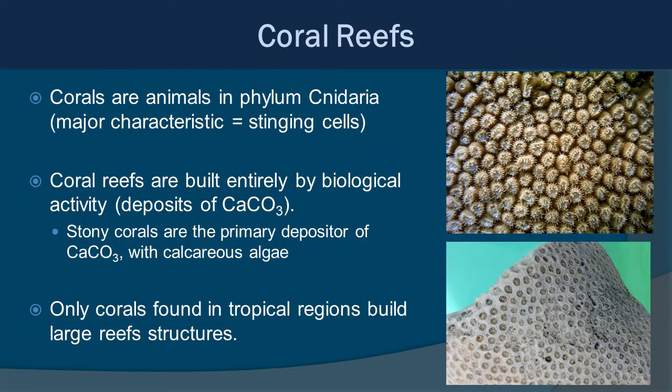Now, this may be a bit of a recap, but corals are animals in phylum Cnidaria, and of course, their major characteristic would be stinging cells. Now, coral reefs are built entirely by biological activity, essentially the deposition of calcium carbonate, CaCO3. Now, stony corals are the primary depositors of this calcium carbonate. However, there are others, including calcareous algae that secrete, again, calcium carbonate.